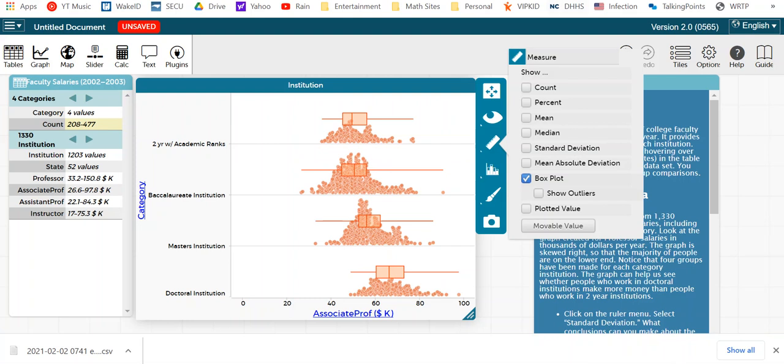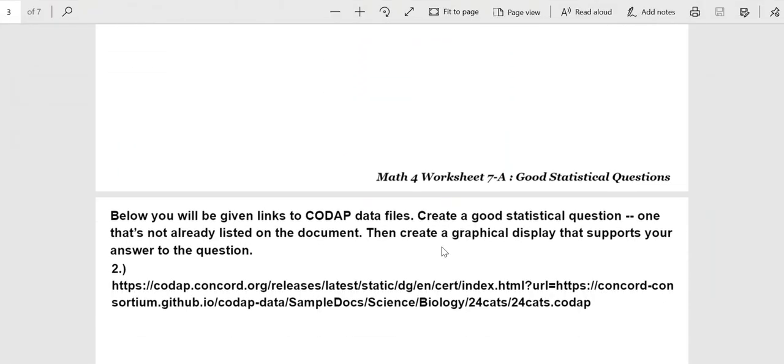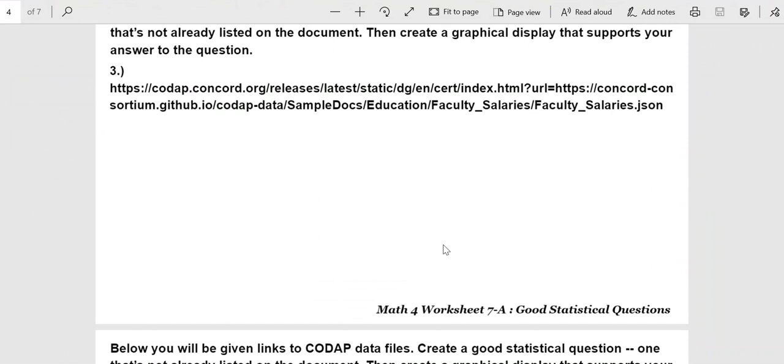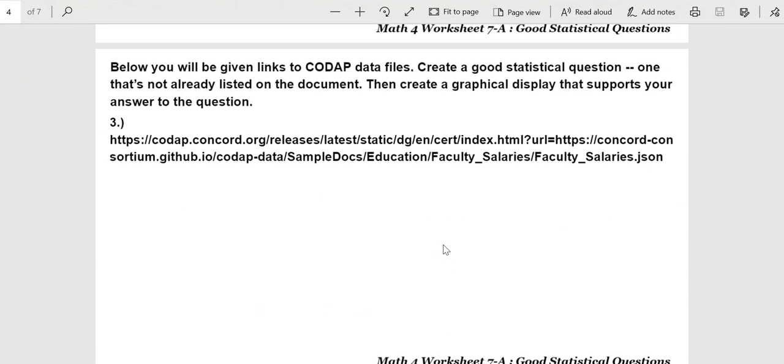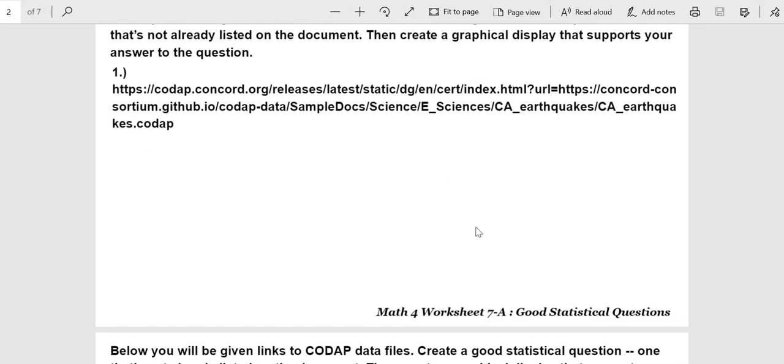Well, no, actually, faculty. Did I grab the right one? No, faculty was which one? Number 3. I apologize for taking them out of order. This is number 3. All 4 ask for the same thing. Create a good statistical question, and then create a graphical display that supports your answer to the question. So, all right, that was number 3. Now let's see if I can take them in order this time.